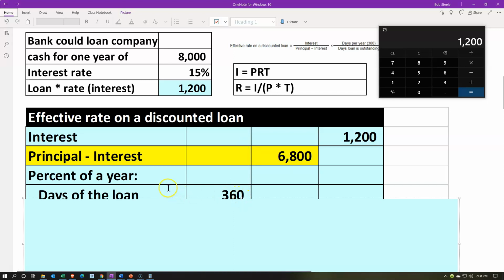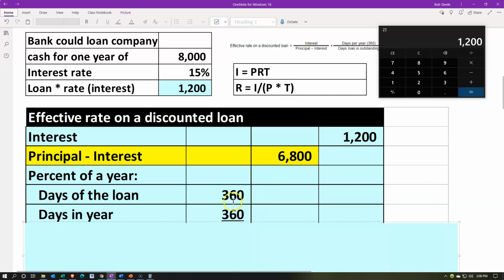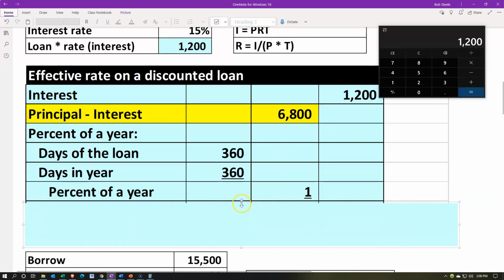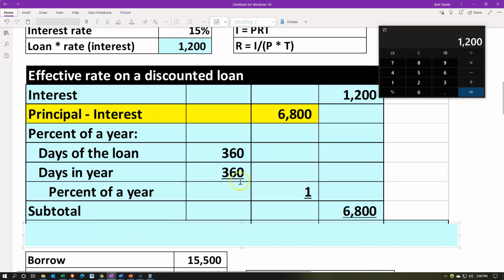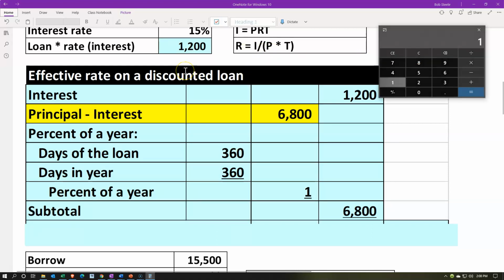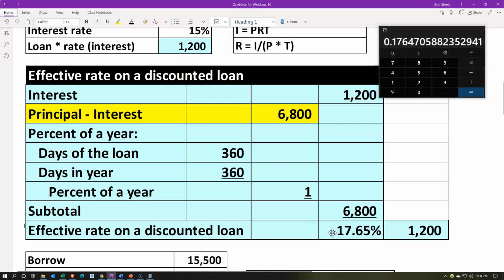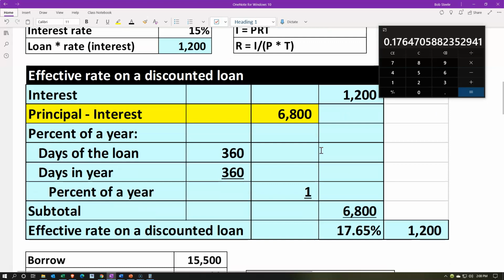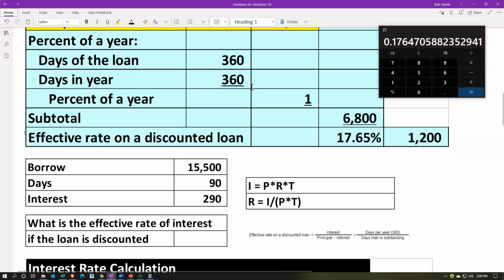Then we'll pick up the percent of a year, which is easy here. We'll see another problem where it'll be a little bit more complex. That'll be the 360 over the 360, the days of the loan divided by the days in a year, and that'll be 1. So now we got P times T, which will be 6,800 times 1, which is going to be 6,800, and then we can take I divided by P times T, which is 1,200 divided by 6.8, which is going to be, once again, that 17.65, same calculation here.